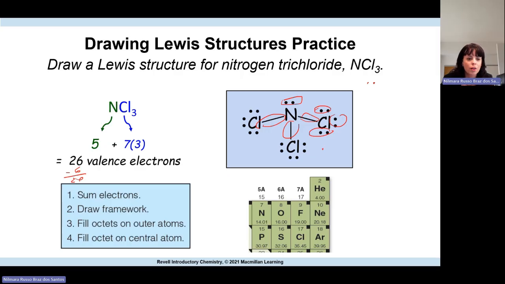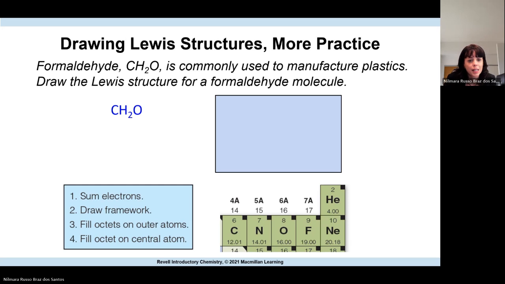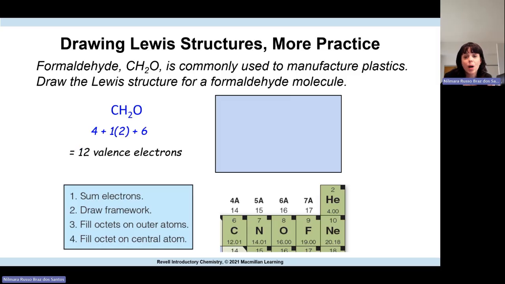So they are all very happy. Okay, let's try this one. So first, let's do again. Look at your table. Carbon is in group 14, so we have 4 electrons. Carbon can make 4 bonds. And the hydrogen has 1 electron, and oxygen 6, but we have 2 hydrogen, so you add all together, and you're going to have 12 valence electrons.